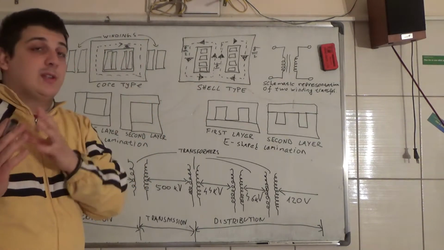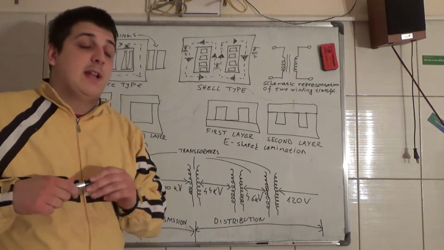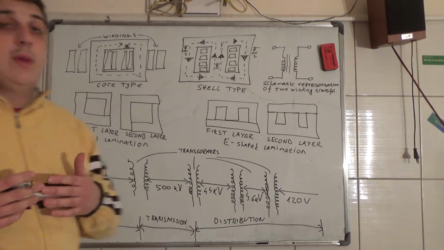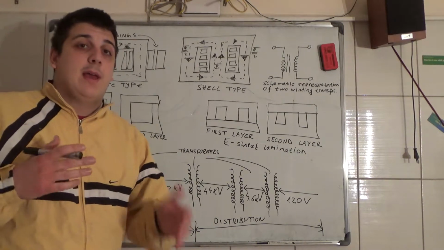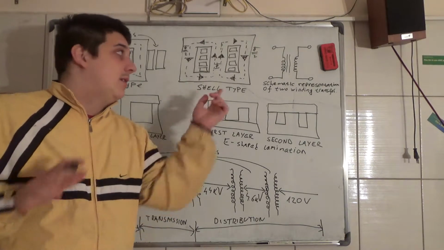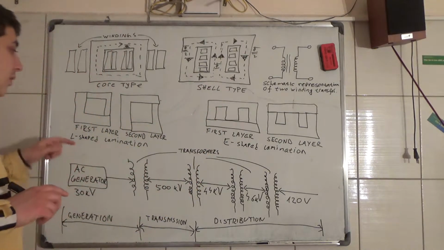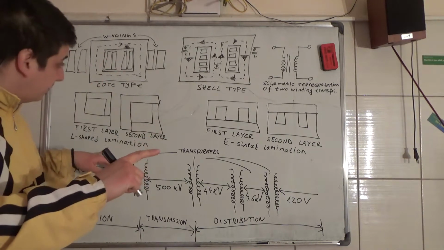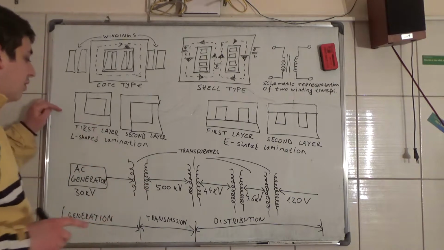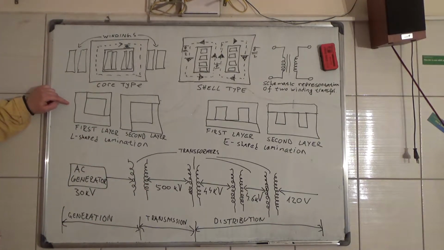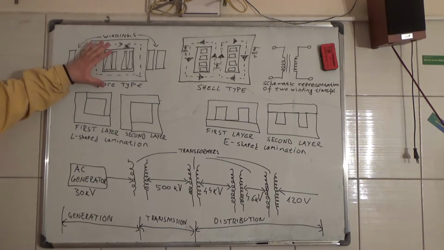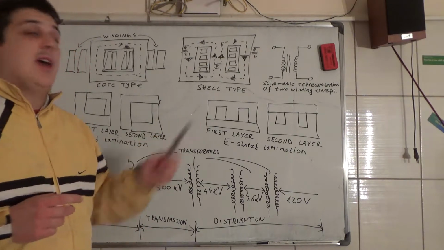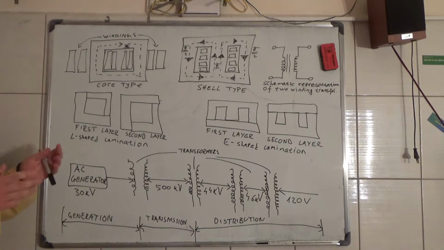Now, if you learned magnetic circuits, you know that there are eddy current losses. So how do we reduce eddy current losses? By laminating the magnetic cores. We have two types of lamination in transformers. This is called the L-shaped lamination, which is used for the core type, and we have the E-shaped lamination, which is used for the shell type transformer.